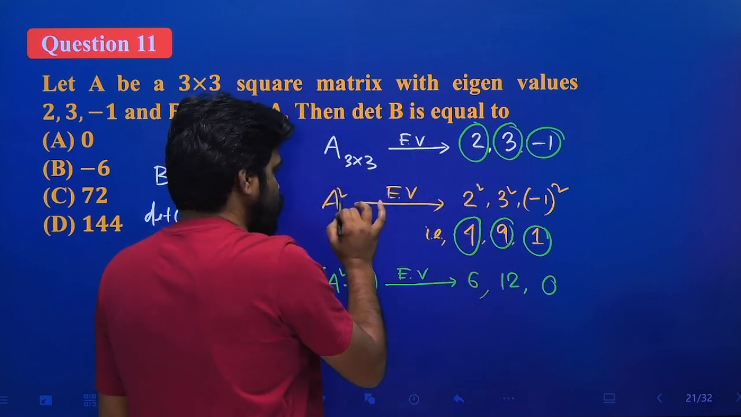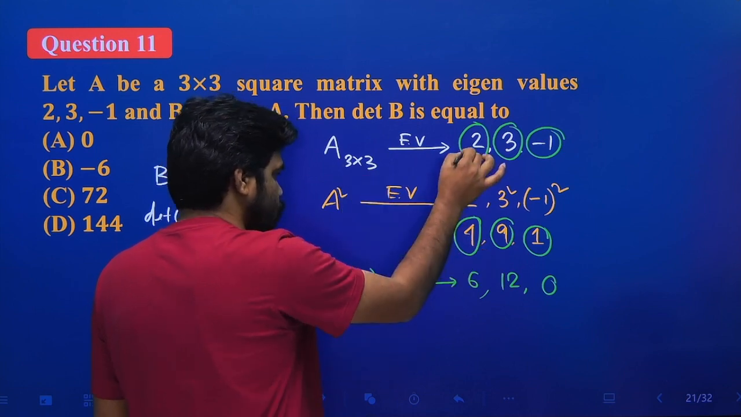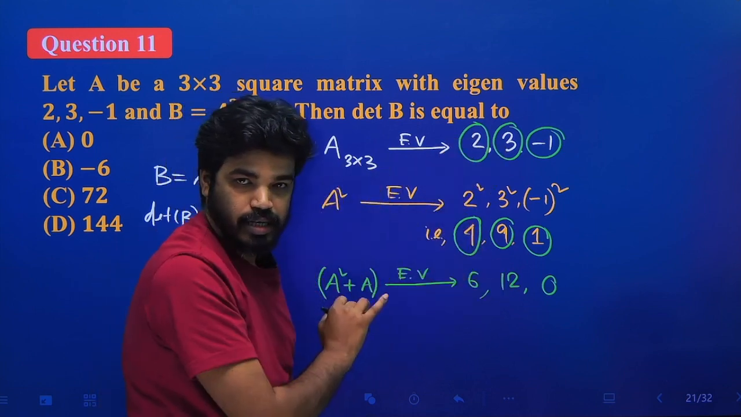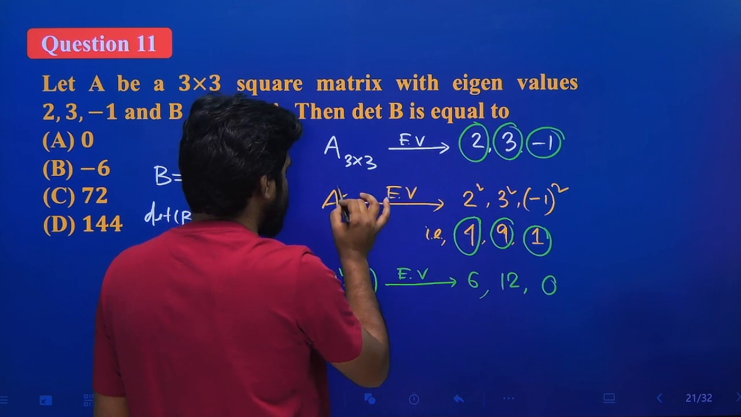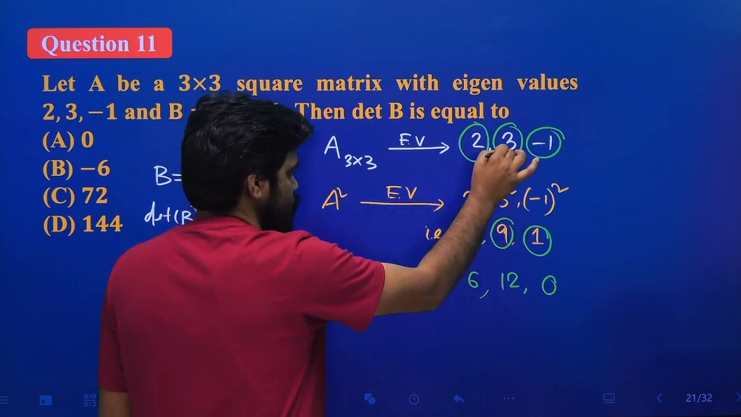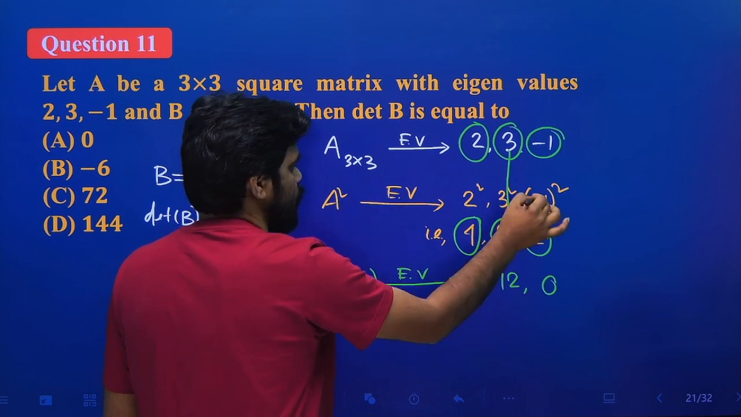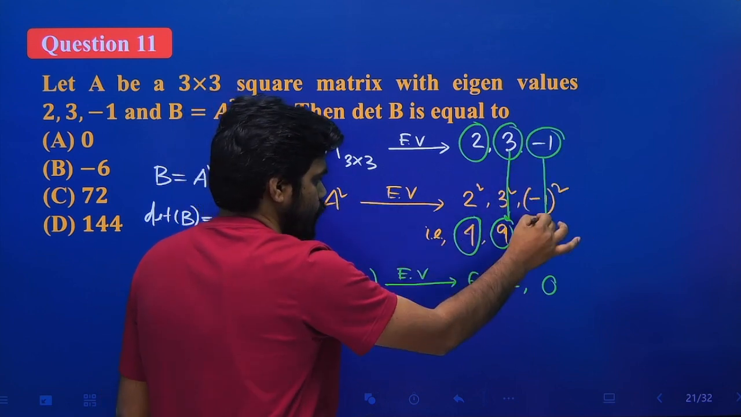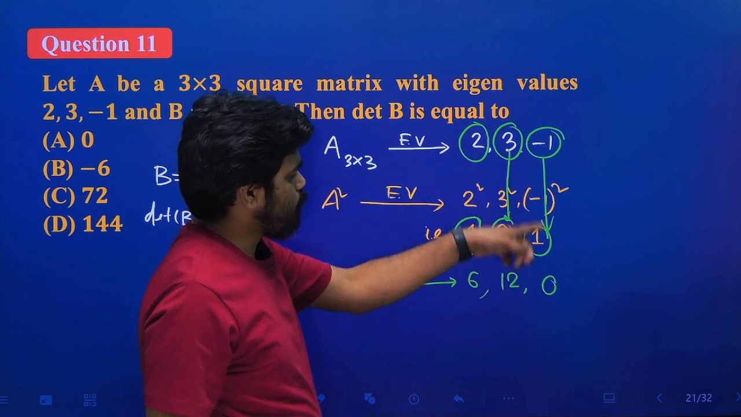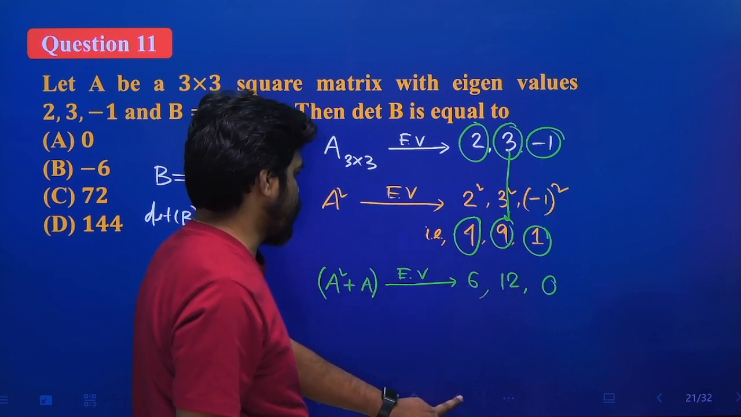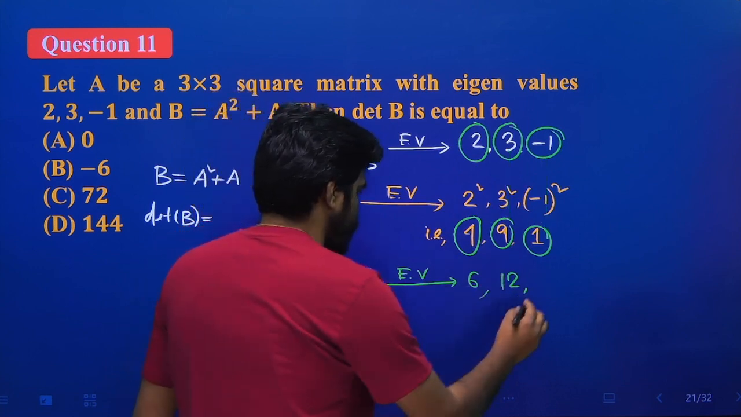A's eigenvalue is 2, so A square's eigenvalue is 4, so for A plus A square, 2 plus 4 is 6. Getting my point? A's eigenvalue is 3, so A square's eigenvalue is 3 square, that is 9, so 3 plus 9 is 12. A's eigenvalue is minus 1, so A square's eigenvalue is minus 1 square, that is 1, so the eigenvalue of A plus A square is 1 minus 1, that is 0. Getting my point? Okay.